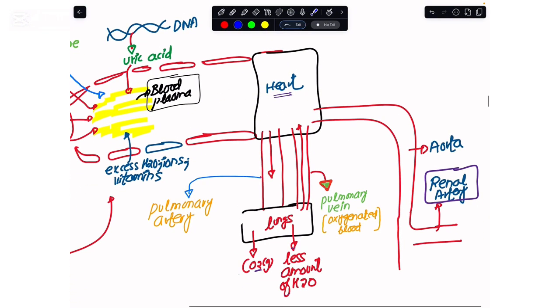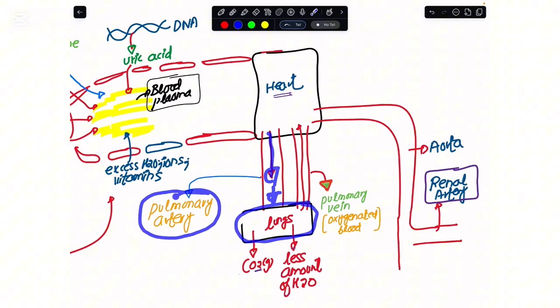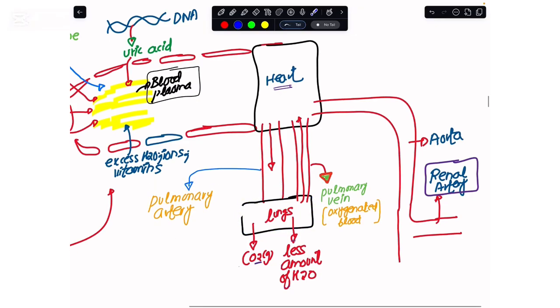From the heart, we would take this blood to the lungs, and this would be done with the help of the pulmonary arteries. When the blood has arrived in the lungs, the CO2 would be removed, and some amount of water would be removed, but we were not able to remove the urea, uric acid, creatinine and stuff like that in the lungs. So the blood would be returned back to the heart with the help of the pulmonary vein.